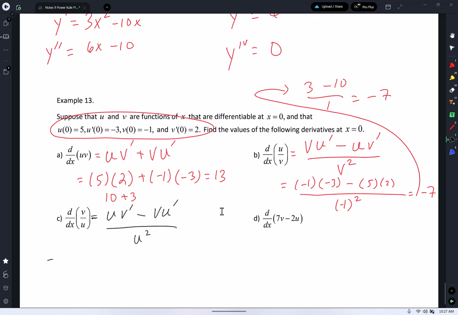All right, let's see what this is. U of 0 is 5. V prime of 0, 2. Minus V of 0, negative 1. U prime of 0. All over U squared, which is 5 squared. Okay, let's see what that is. 5 times 2 is 10. Negative 1 times negative 3 is 3, but it's 10 minus 3. So 10 minus 3 is 7 over 25.